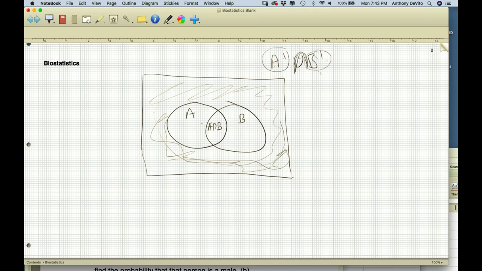Okay? So basically, all the complement really represents is that it does not include that area, that probability. Okay.